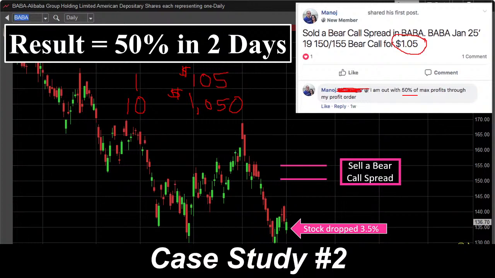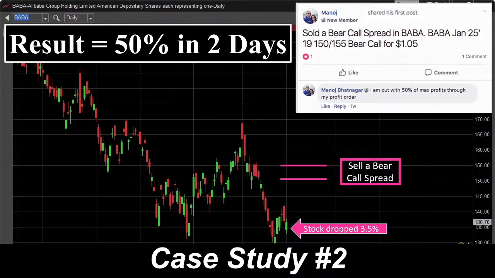By the way, we interviewed people who have a lot bigger account. We talked to somebody a few months ago who's doing 30 contracts on the S&P. So you can definitely ramp this up. So Manoj, let's say he did 10 contracts, 50% of that, now that's his profit target. That would mean he would have walked away with $525. That's our profit target, by the way. Some people in the chat were asking, when do you close the trade? That's the profit, is 50% of what you take in. He walked away with $525 in 2 days on the trade. And the stock just went down 3.5%.